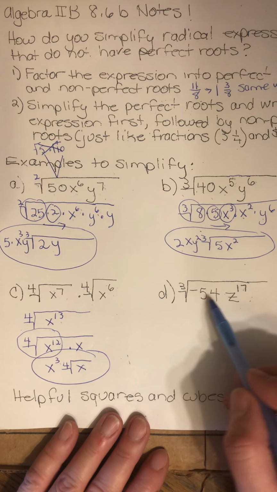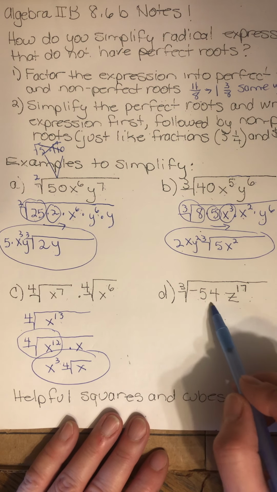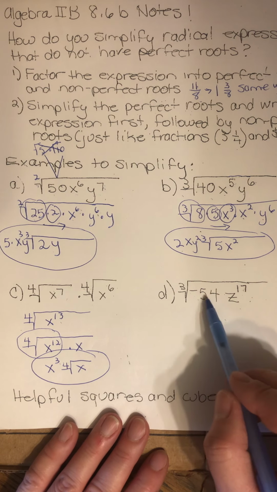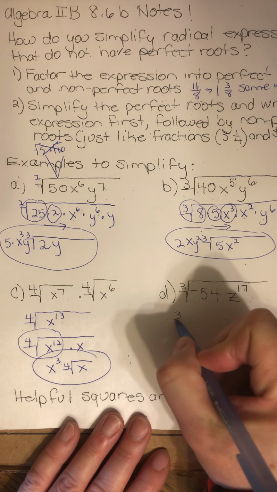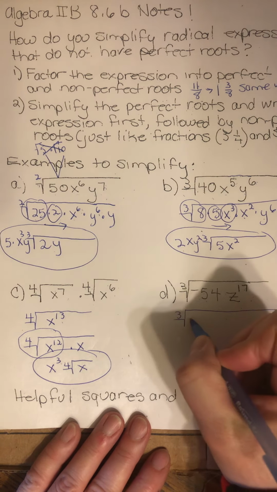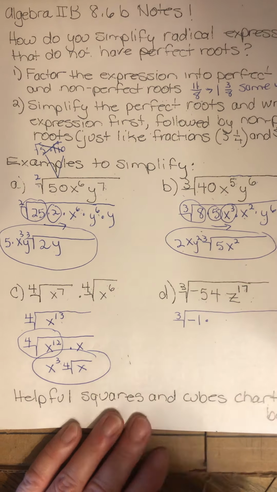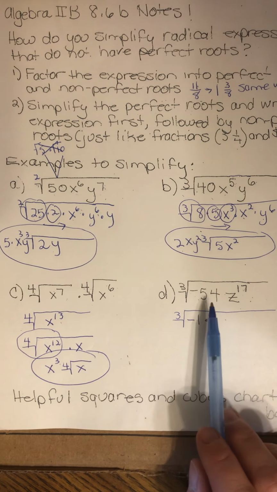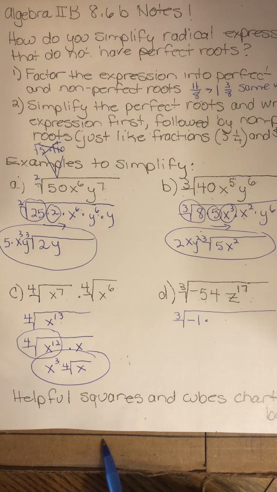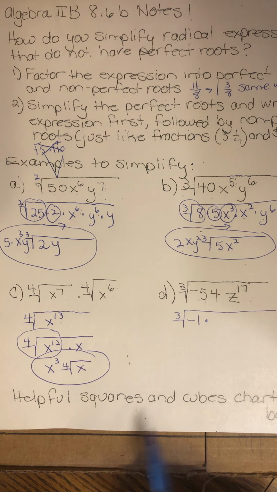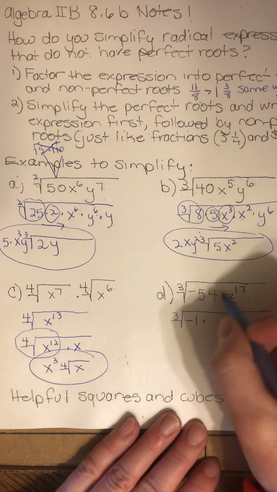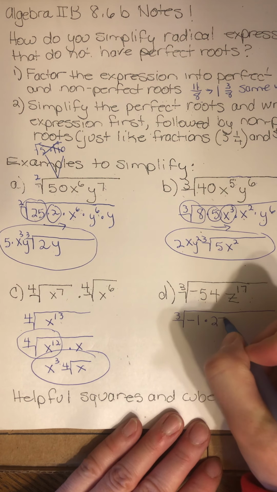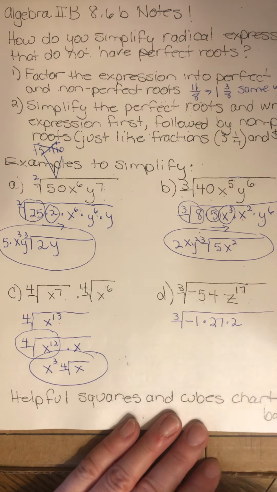Last one. The cube root of negative 54 z to the 17th. What do we do with that negative? Well, we just pull it out. That's really a negative 1. There we go. Now, the cube root of 54 isn't perfect. Are there any factors of 54 that are perfect cubes? It is 27 times 2.